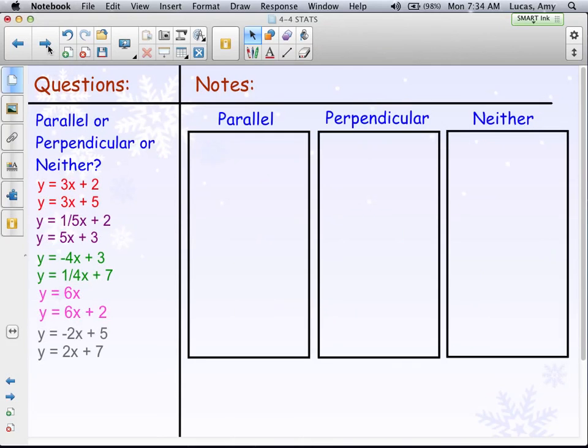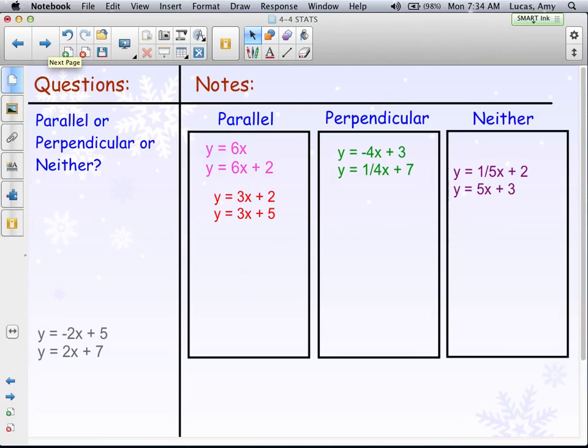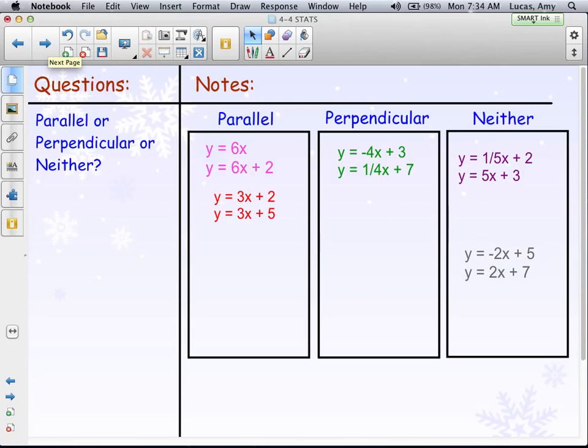This is a click and drag, so it's just a practice looking at a system of 2 equations. The two that have the same slopes are these two. Those two are parallel. The one that's perpendicular is the one in green, because that's the only one where they flipped and changed the slopes. Flipped and changed. So look at these two that are neither.